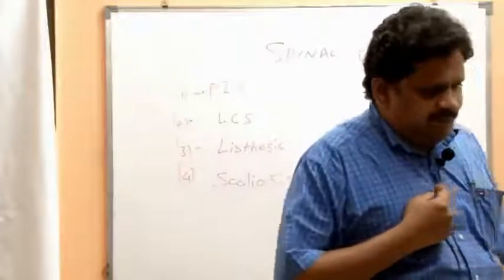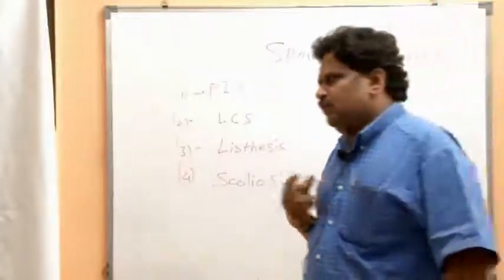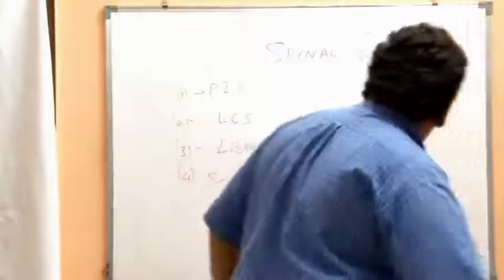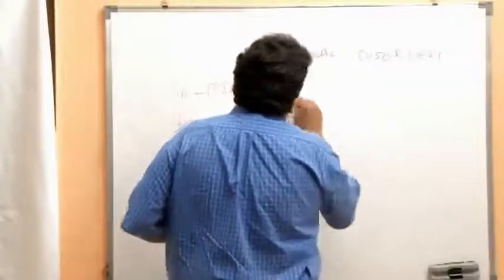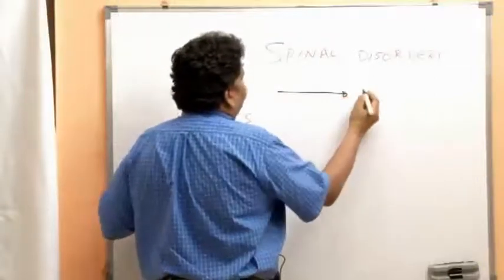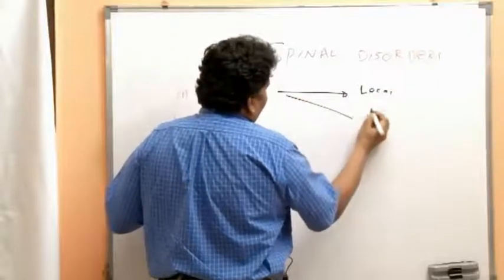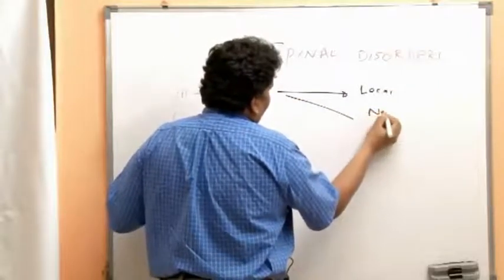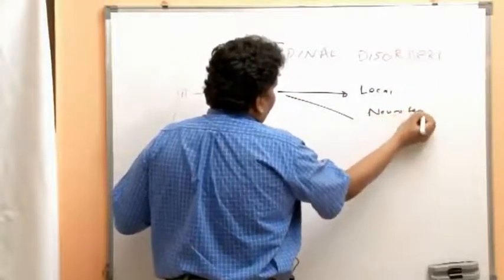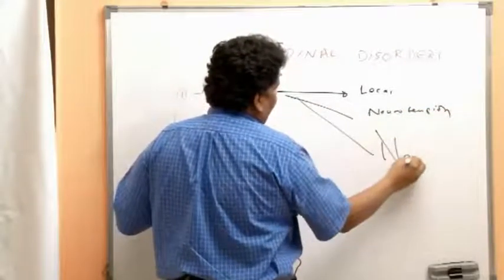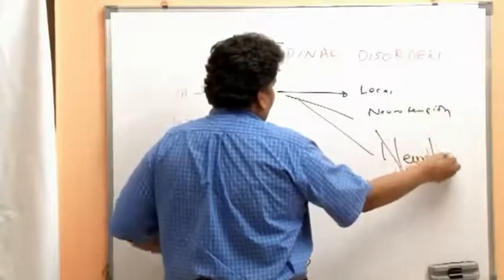The examination of PID typically follows 4-5 steps. The first one of them would be local examination, neurotension sign, and neurological examination.